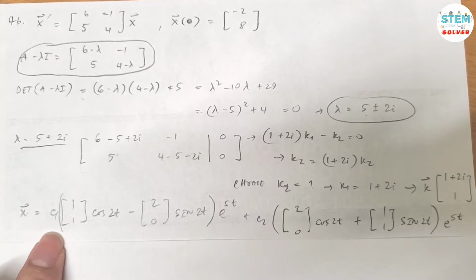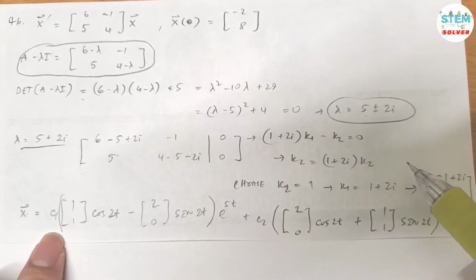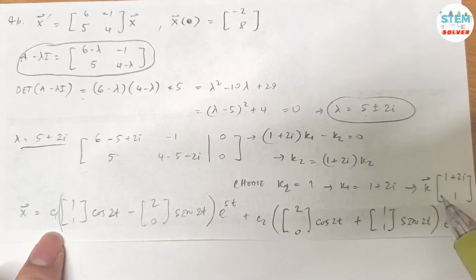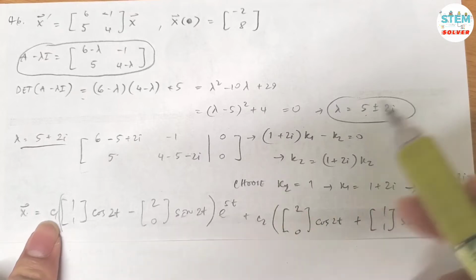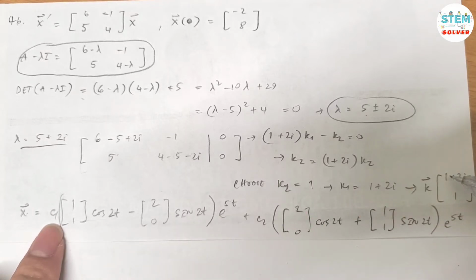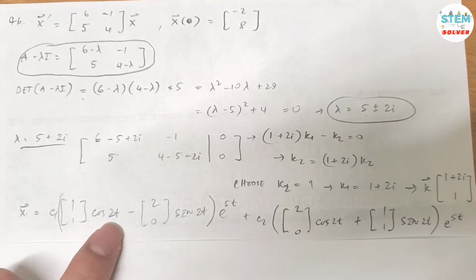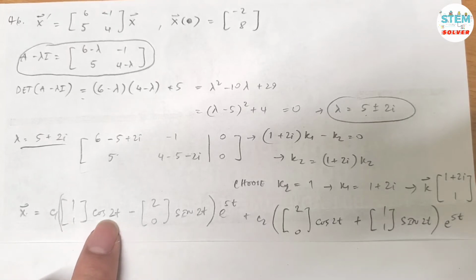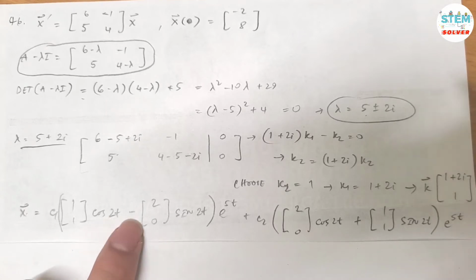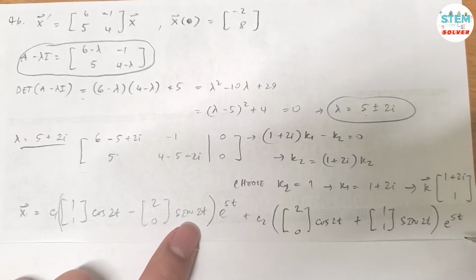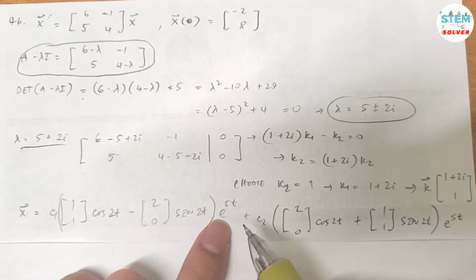Then my vector x is equal, because this is a complex eigenvalue, once you find the first k, you can use it to write your solution, which is c1 times the real part of vector k, which is 1, times cosine 2t. Where did I get the 2? The 2 comes from the imaginary part of lambda, minus the imaginary part of k, which is 0, times sine 2t, multiplied by e to the 5t.